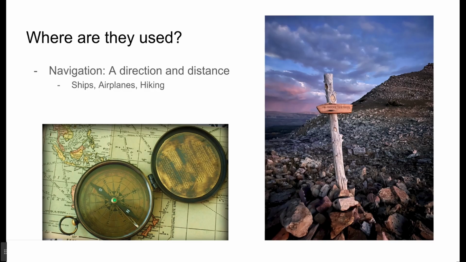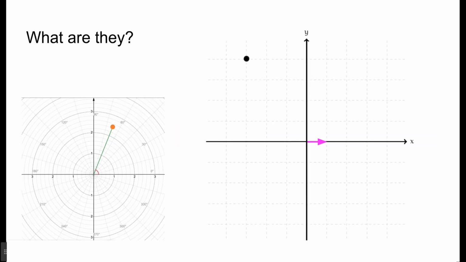So when are they used? Well, generally they're used when we have a direction and a distance, but we don't have any obstructions, so we can go straight to where we want to go. This happens usually when you're at sea, so for ships or for airplanes, and sometimes when you're hiking, when a trail says, 5 miles this direction. So let's formalize what they are.